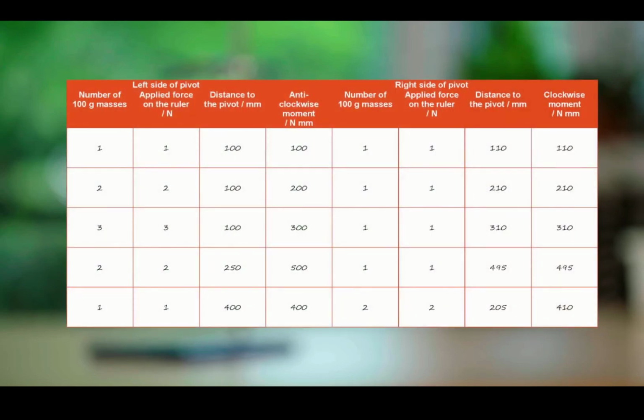From the results in the table, the anti-clockwise and clockwise moments can be calculated using the values in the data table. The values of the clockwise and anti-clockwise moments are almost equal to each other for each balanced meter rule. This is an example of the principle of moments in action. If the sum of clockwise moments is equal to the sum of anti-clockwise moments, the object is in rotational equilibrium.